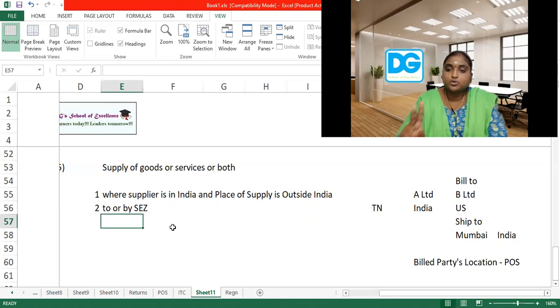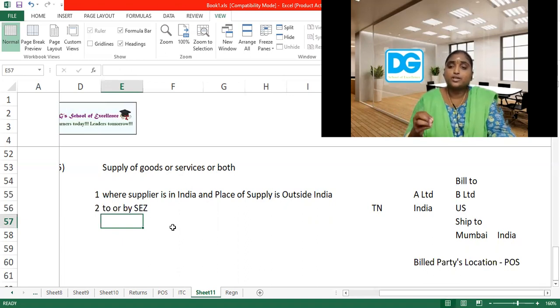So zero rated, again you have two options. One is you apply for LUT and don't pay any IGST, and you can get refund of your unutilized input tax credit. Second option, you pay IGST and get refund of IGST paid. So these are the options available for zero rated.